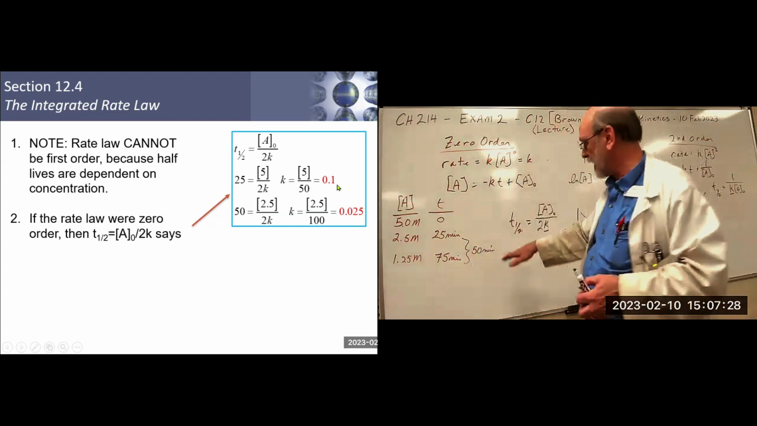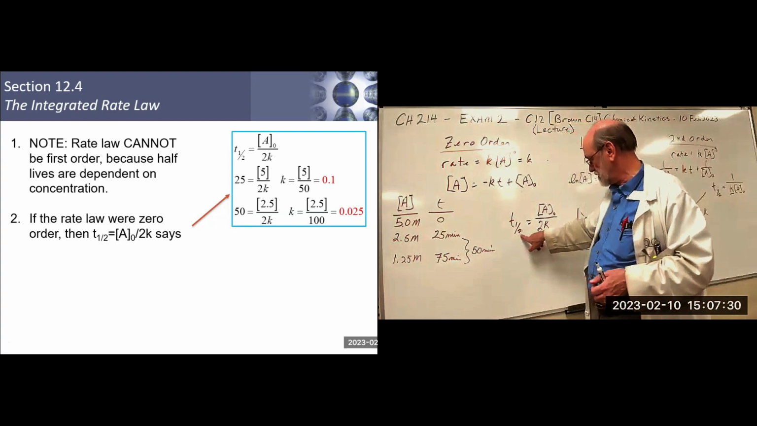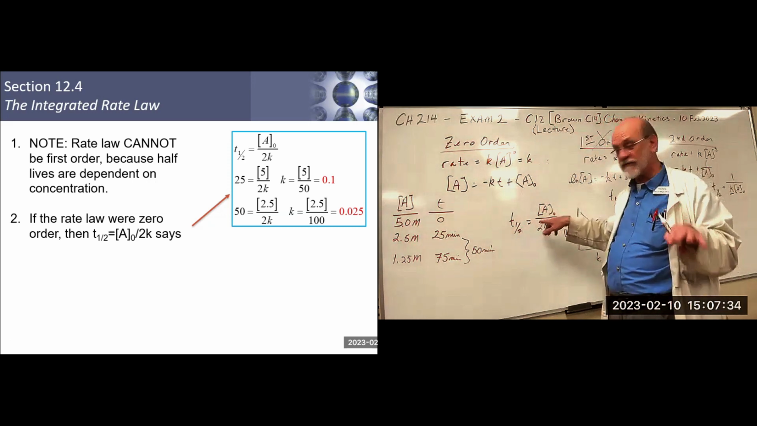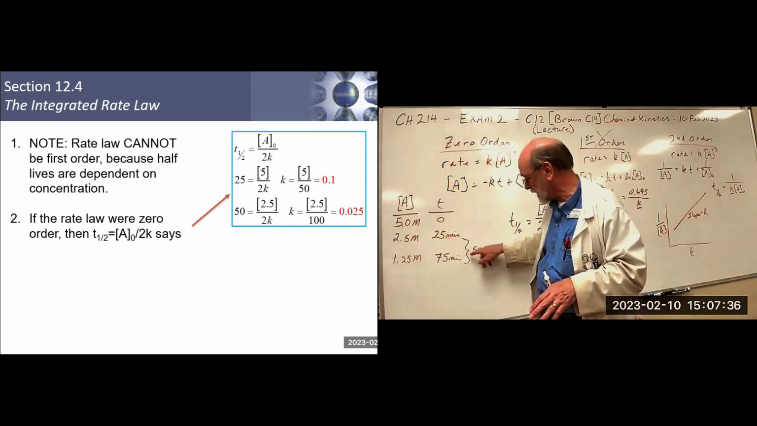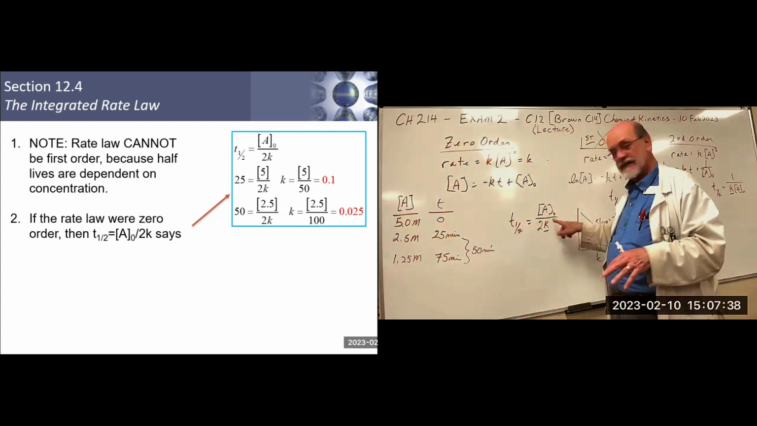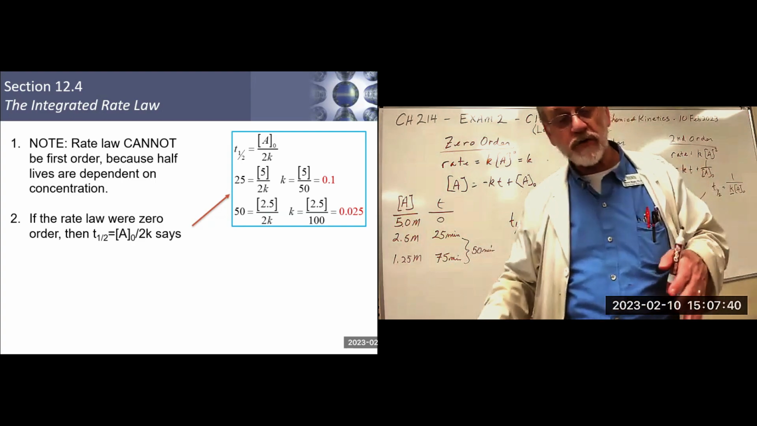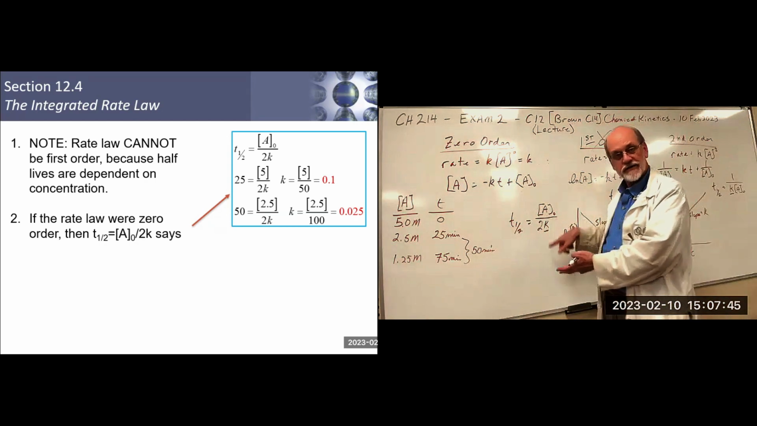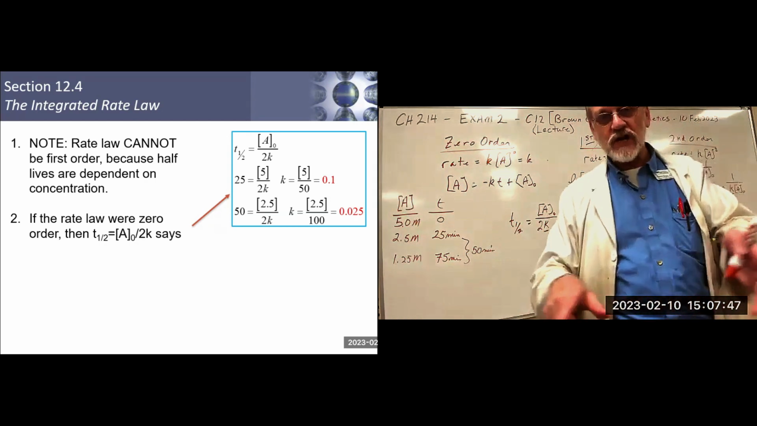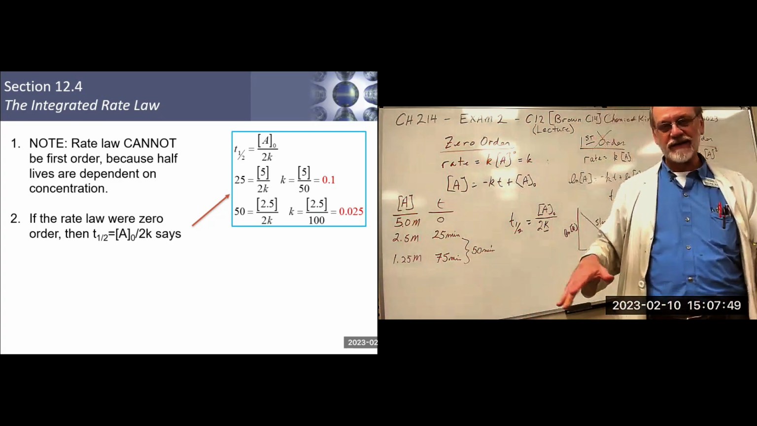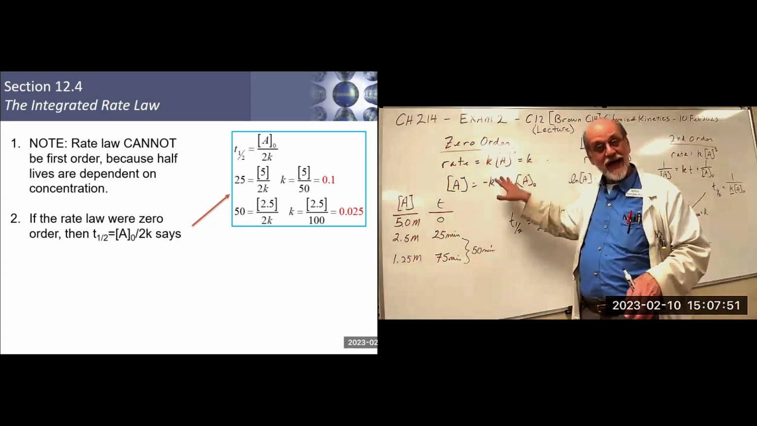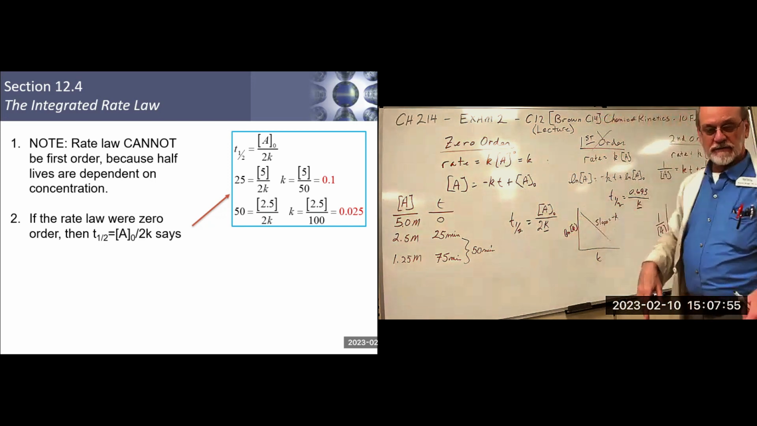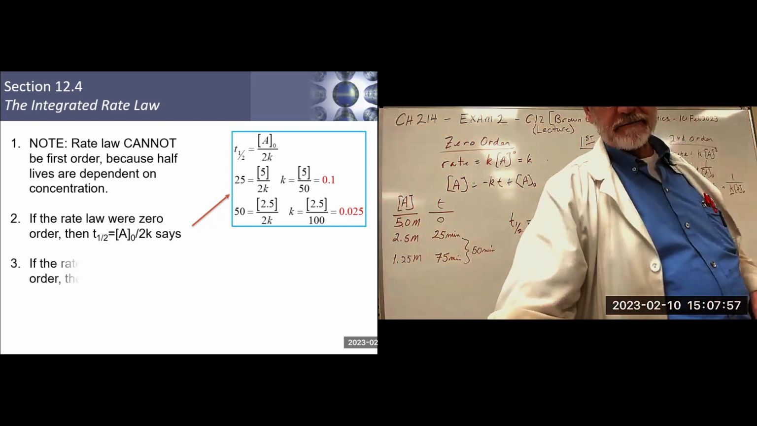Then we do the second half-life, 50 minutes. And the initial concentration now is 2.5 because we're starting from a different concentration. Then we solve for K and find it's 0.025. Can't be. That's a constant. Our constant is changing, right? It can't do that. So that means zero order is out. That means probably second order, but we want to confirm it.